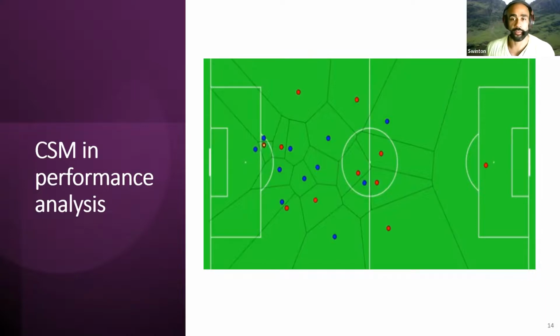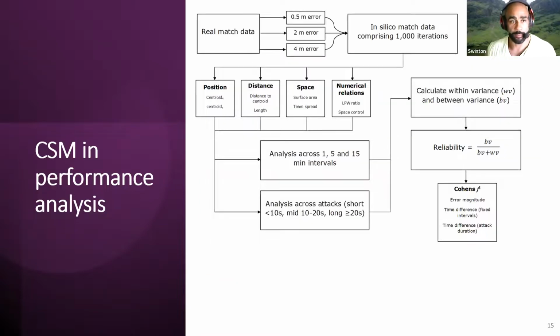So we have lots of information that tells us how accurate the individual positional values are. For example, we know from simple reliability studies that GPS has positional errors maybe ranging from 50 centimeters all the way up to 4 meters. But what we don't know is how those positional errors from individual players sum up and influence the reliability of complex metrics. And that's something that we were able to address with a CSM approach.